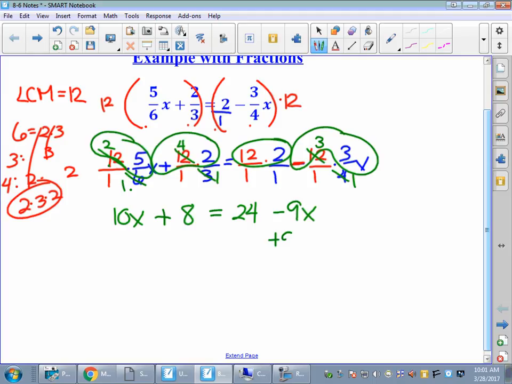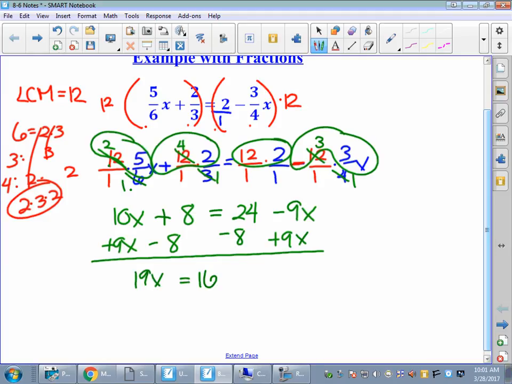So I'm going to add 9x to both sides to bring the x over to the left-hand side. And within the same step, we could even subtract 8 to bring the numbers to the right-hand side. So I get 19x is equal to 16. These cancel. And then divide by 19, divide by 19. x is equal to 16/19.